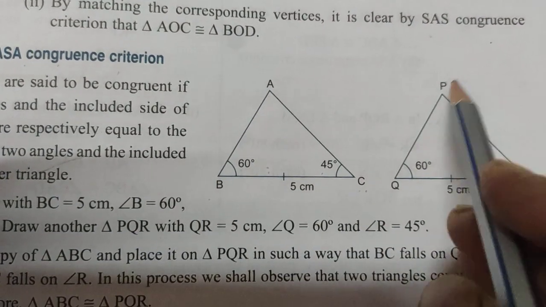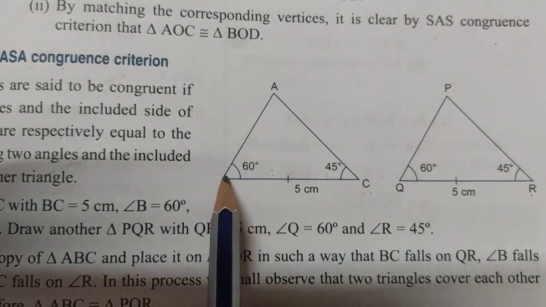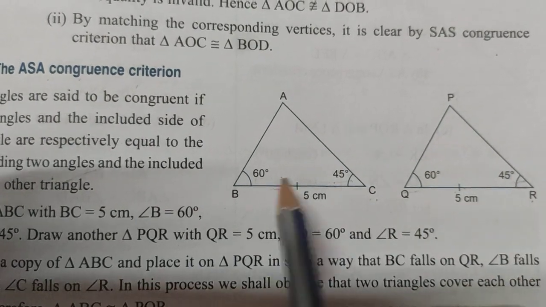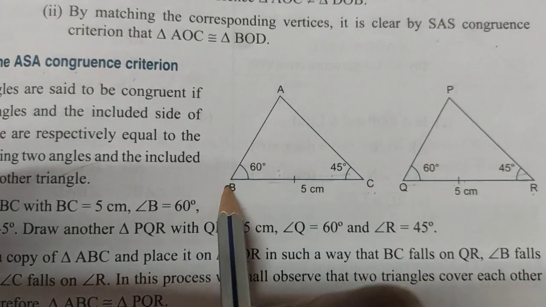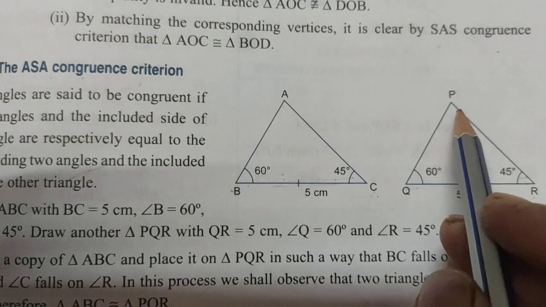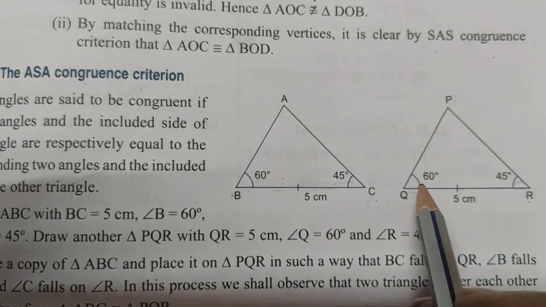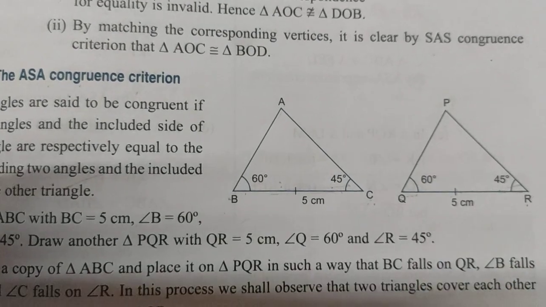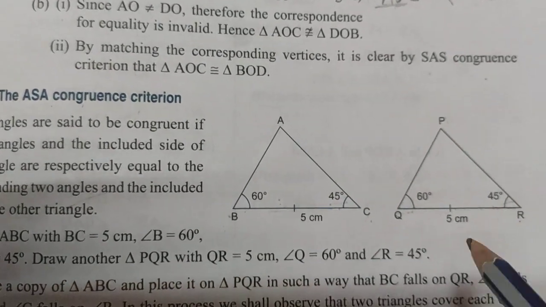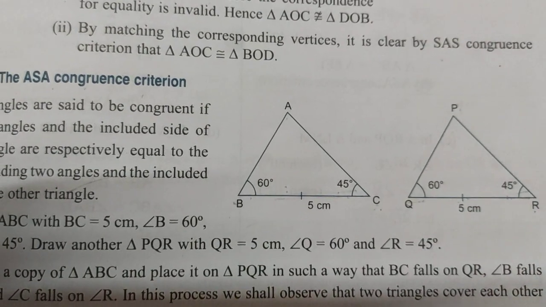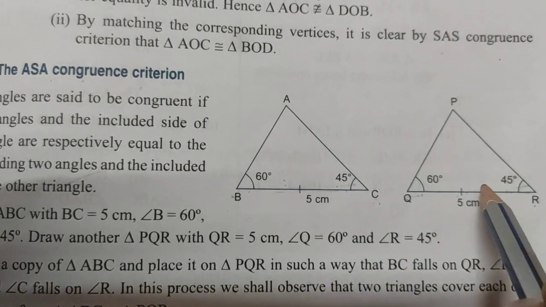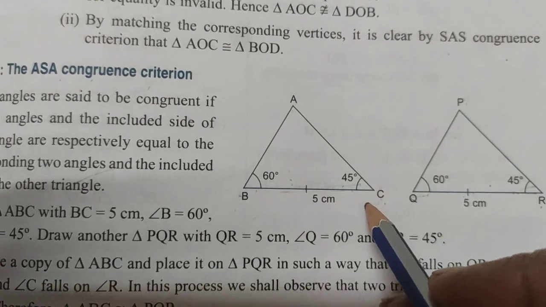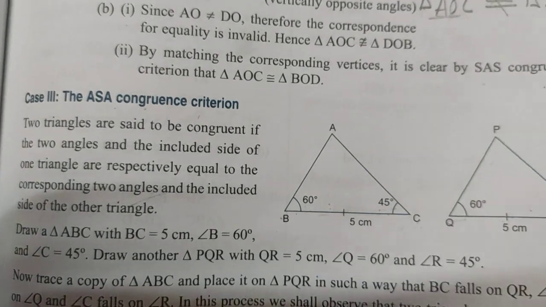Suppose ABC and PQR. Here you see BC and QR are same, or you can say the baselines are same. Then the angle between AB and BC is 60, and between PQ and QR is 60. One more angle, 45 and 45, is also same. So if you place one triangle on another triangle, they will just overlap each other, and so they are also congruent triangles.